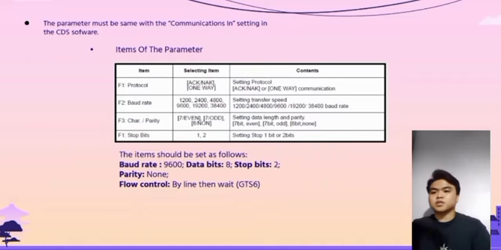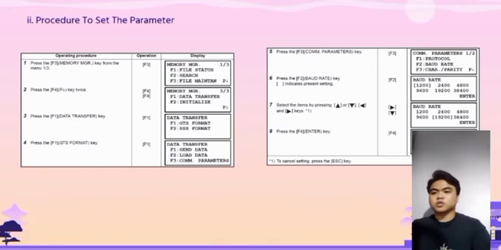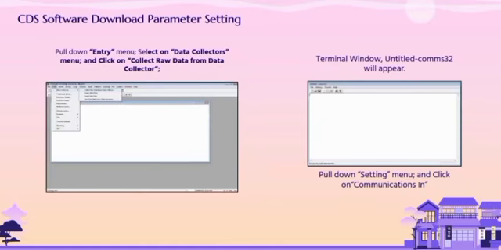The parameter must be the same as the communication setting in the CDS software. And these are the items of the parameter. The items should be set as follows. Baud rate is 9600, data bits is 8, stop bits is 2, parity is none, and flow control is by line then wait. And this is the procedure to set the parameter.